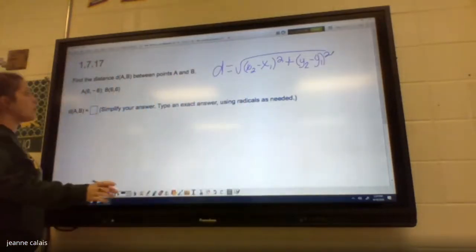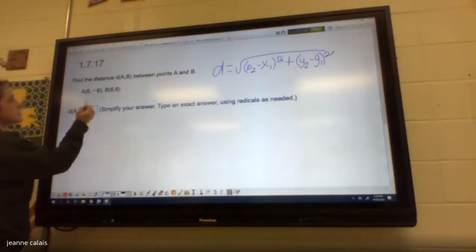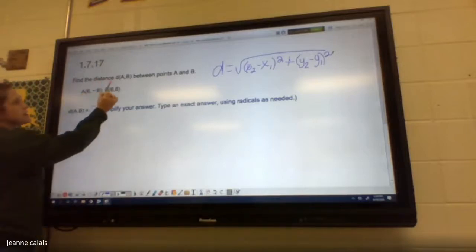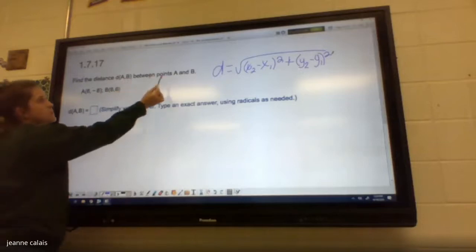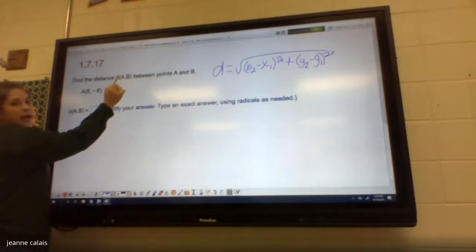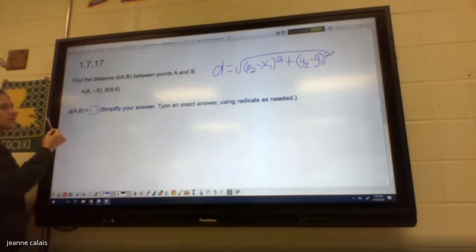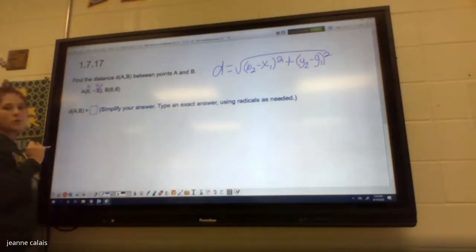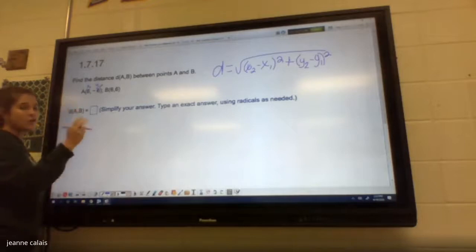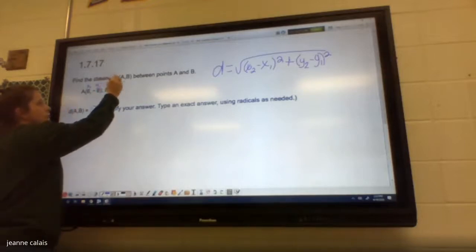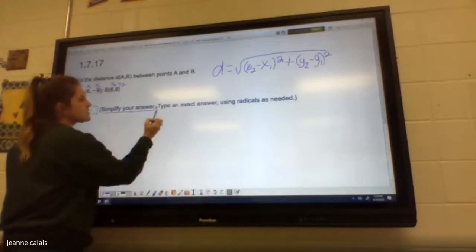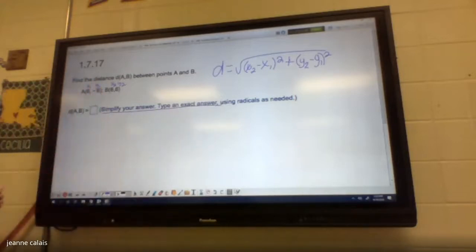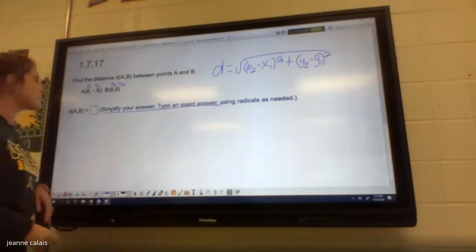Okay? Also, for your problem, it's reading: find the distance between points A and B. So this D(A, B) is telling you to find the distance. That's what that means. I'm going to label my parts. First ordered pair, that's your x1 and your y1, because it's your first ordered pair. Your second ordered pair is going to be x2, y2. Make sure you read the directions in blue: simplify your answer, type an exact answer using radicals as needed, all right?